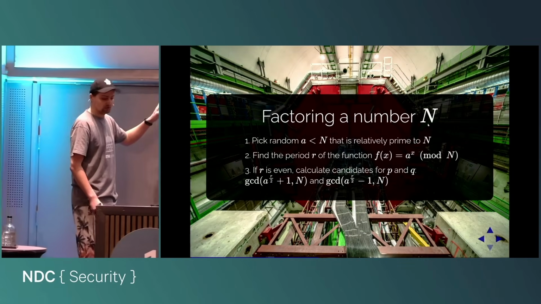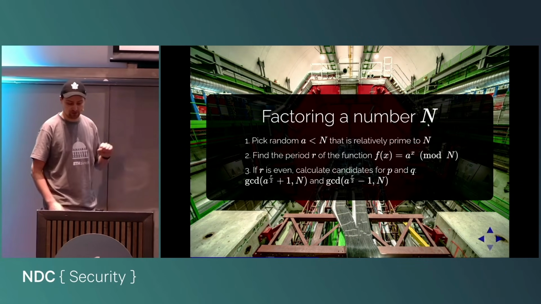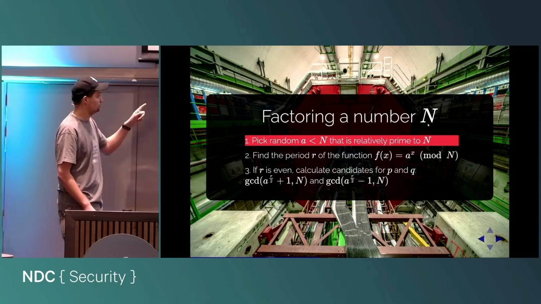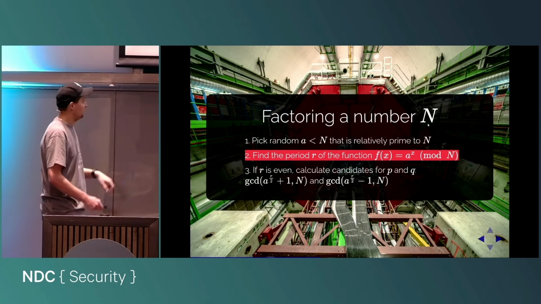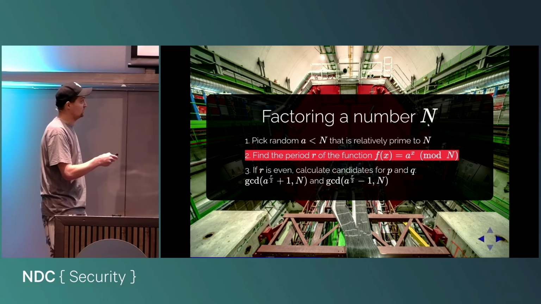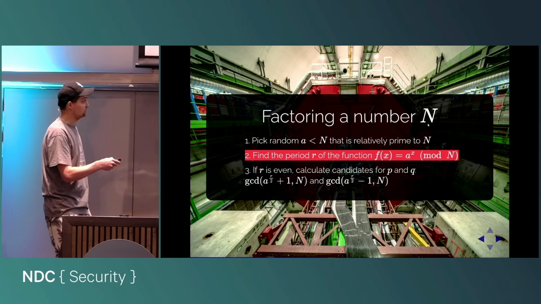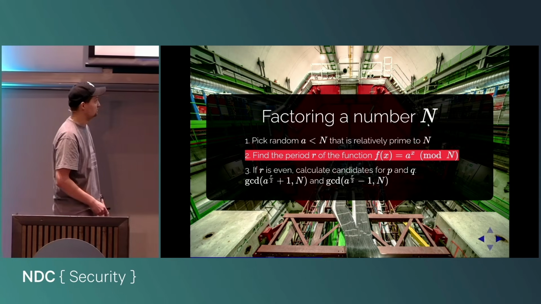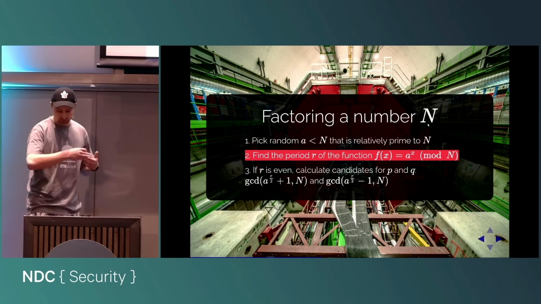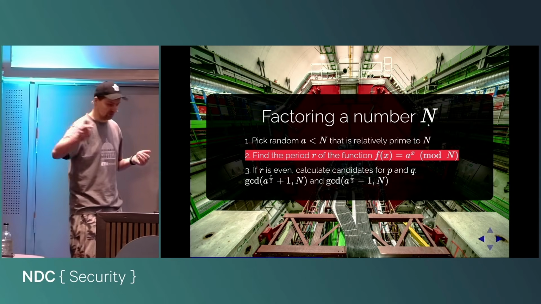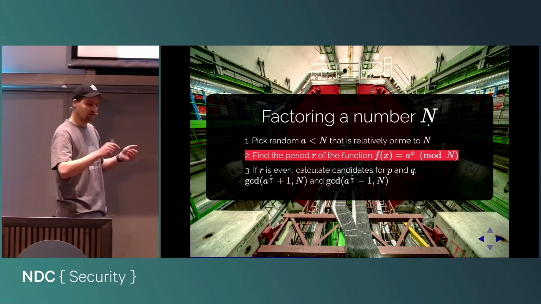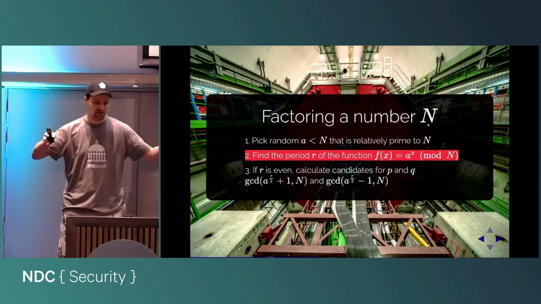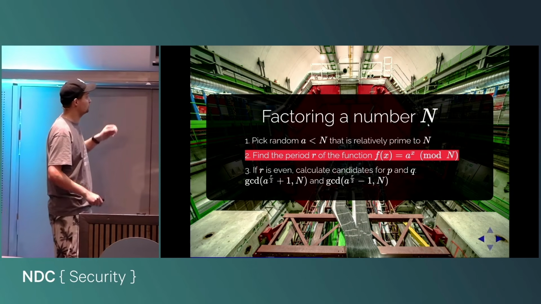How would you go about attacking RSA with this algorithm? Well, you start by picking an a that is smaller than N. It has to be relatively prime to it. And then you consider a function like this: f(x) = a^x mod N. You start at 0, and you do this for integer values of x. And as you plot this function for a long time, you should realize that the function starts to repeat itself. That repetition interval is what we call the order of the function or the period of the function.